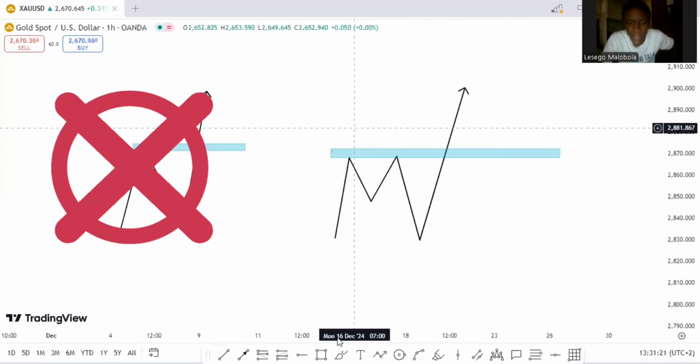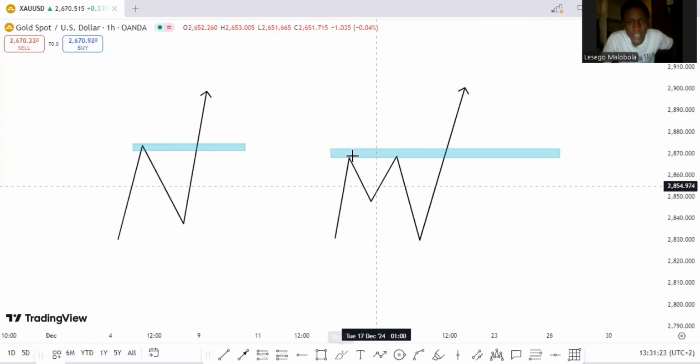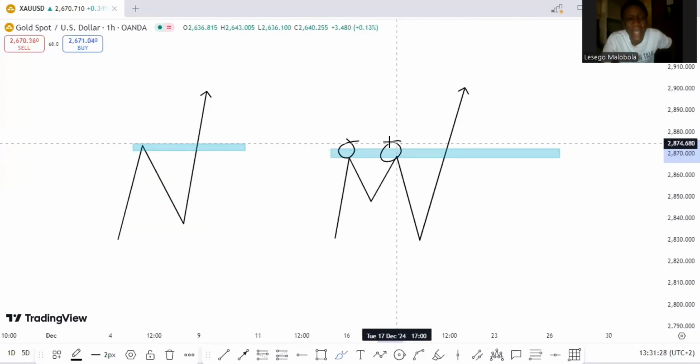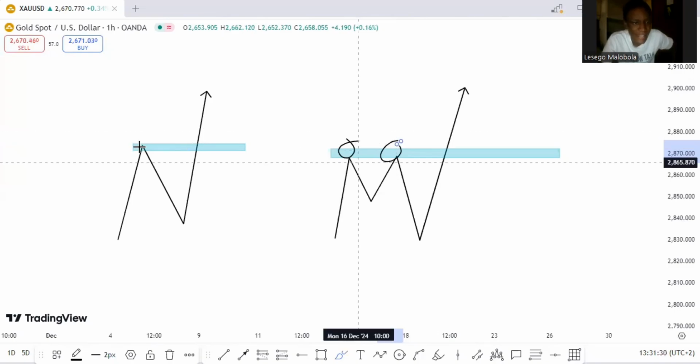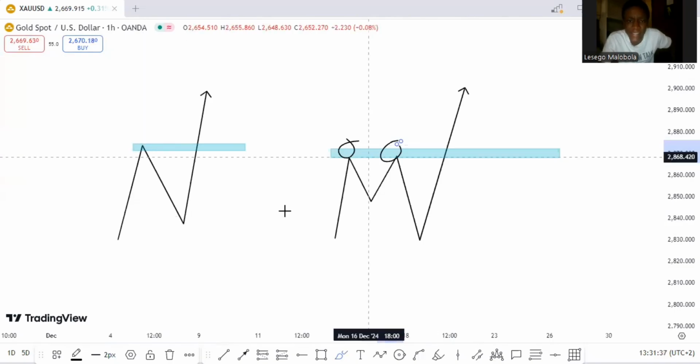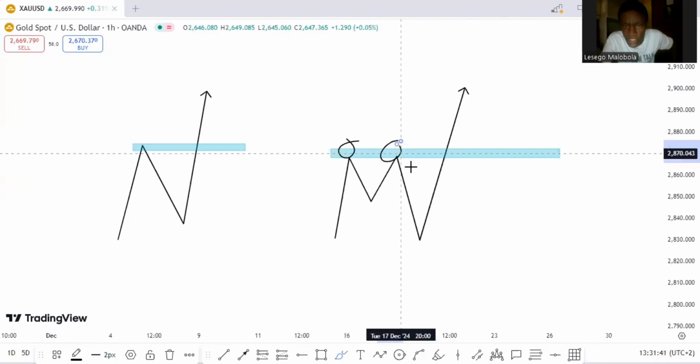Why do I say that? Because price not only resisted here once, but it also came back again to resist the second time. So obviously I can't say this is a ceiling once price rejected only once. But this is clearly a ceiling. Why do I say that? Because it rejected once and obviously rejected again.